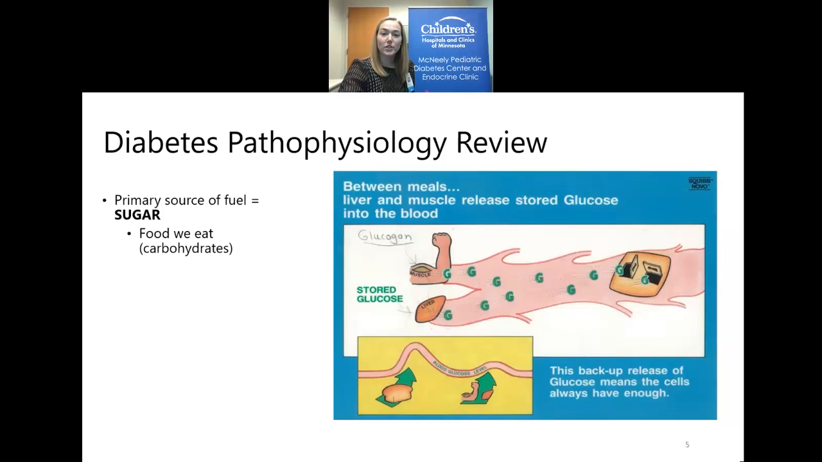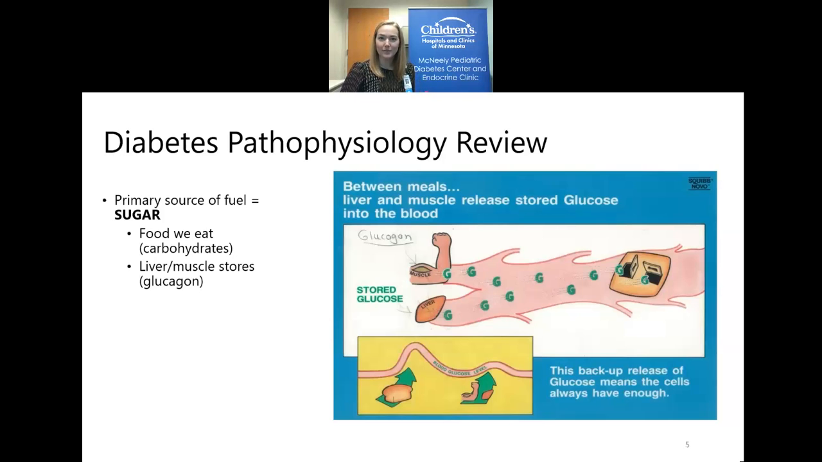How do we get sugar? We get sugar from the food that we eat, primarily carbohydrates. And then the other thing that we get sugar from is from our liver and muscle stores. So if you remember, depending on when you were diagnosed, if you recently had your initial education class or not, our pancreases are designed to create two different hormones to balance blood sugar levels.